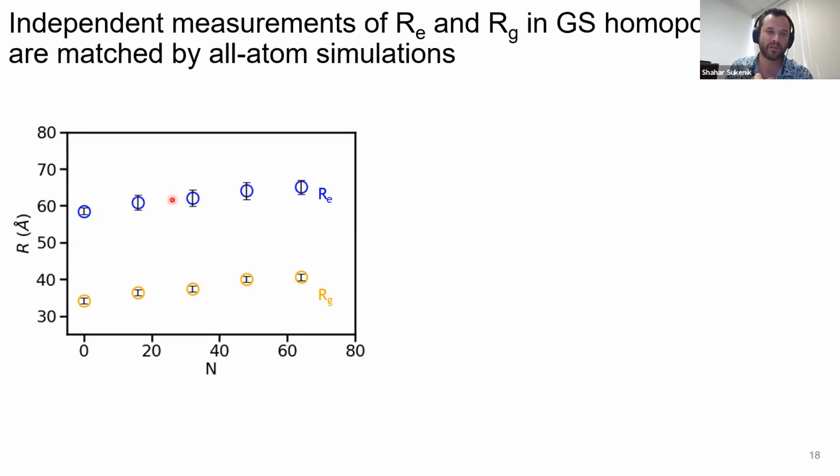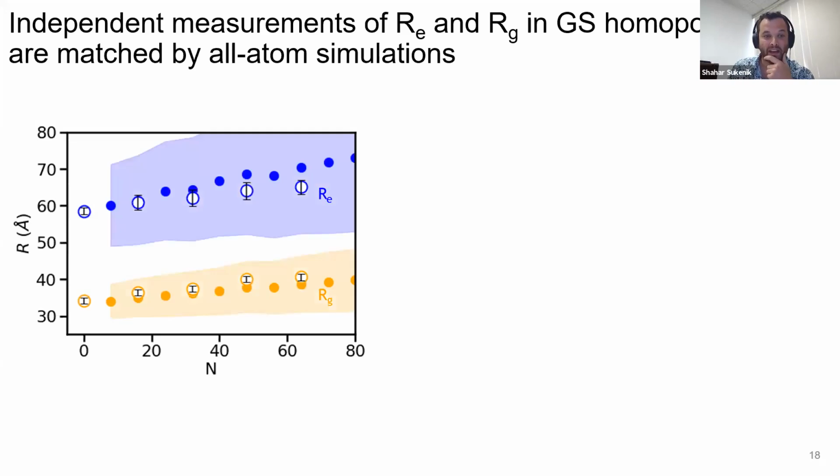Okay, so the blue symbols here are the end-to-end distance. The orange ones are the radius of gyration. And together with Alex Sohlhaus, what we did was we essentially said, can we make an all-atom simulation that's going to simultaneously match both of these observables? Because if we can, then that's at least one possibility of an ensemble that can exist for these measurements. And the answer is yes. So we managed to do it.